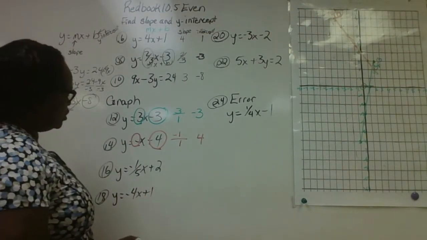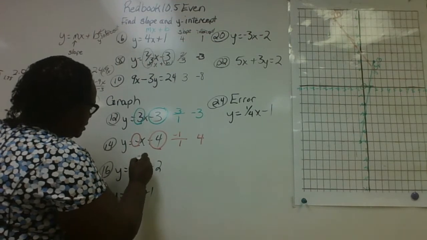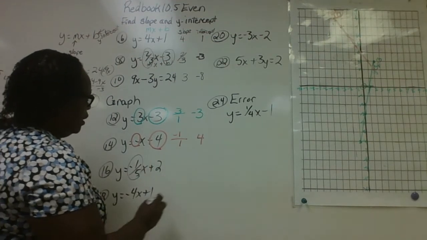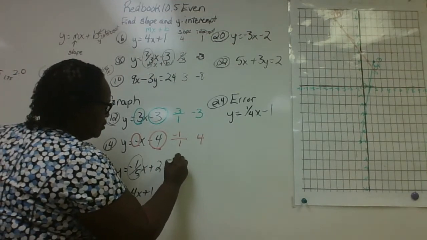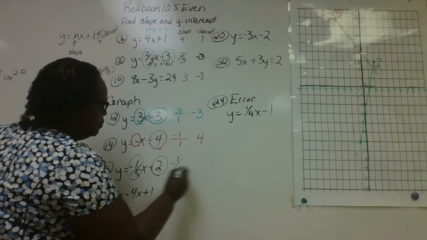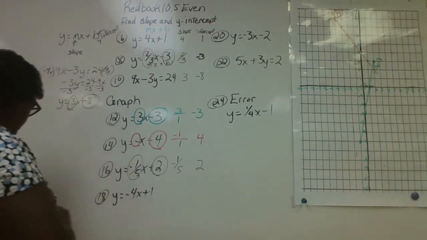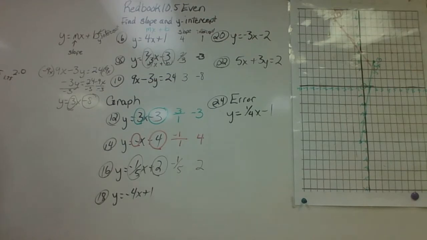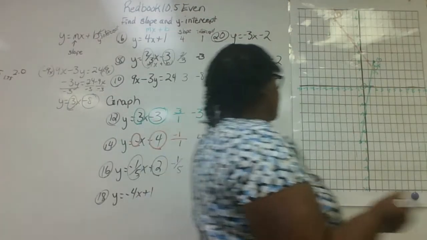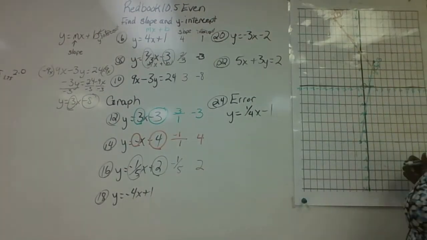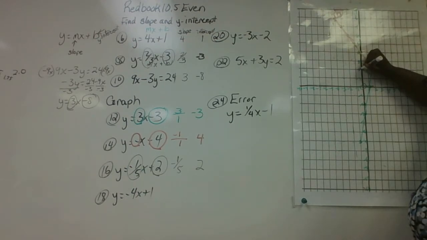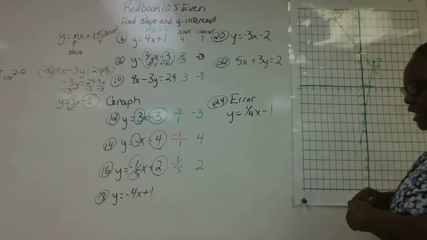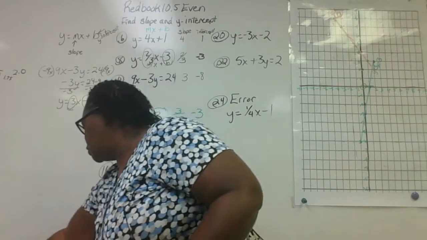Okay? Our slope is -1/5. And our intercept is a positive 2. Okay? So now, let's go to our line. We find our intercept first, which is 2, positive 2, which is here. All right, and then we show our slope.